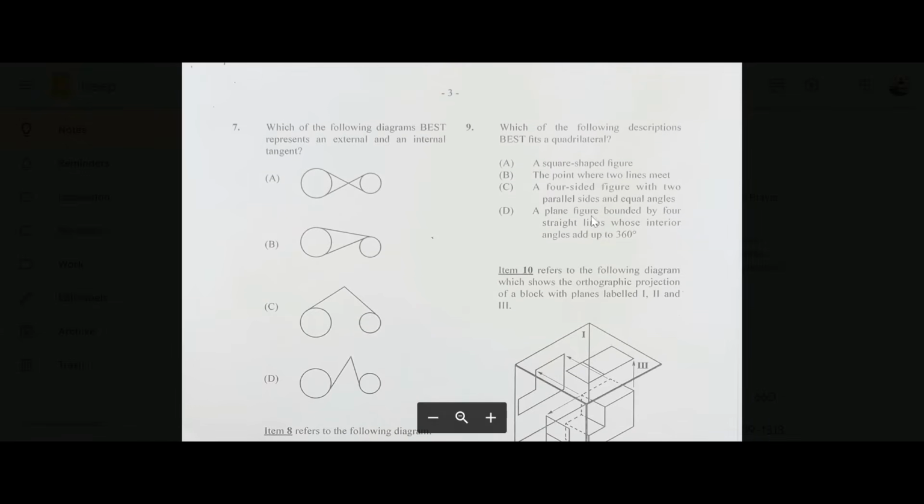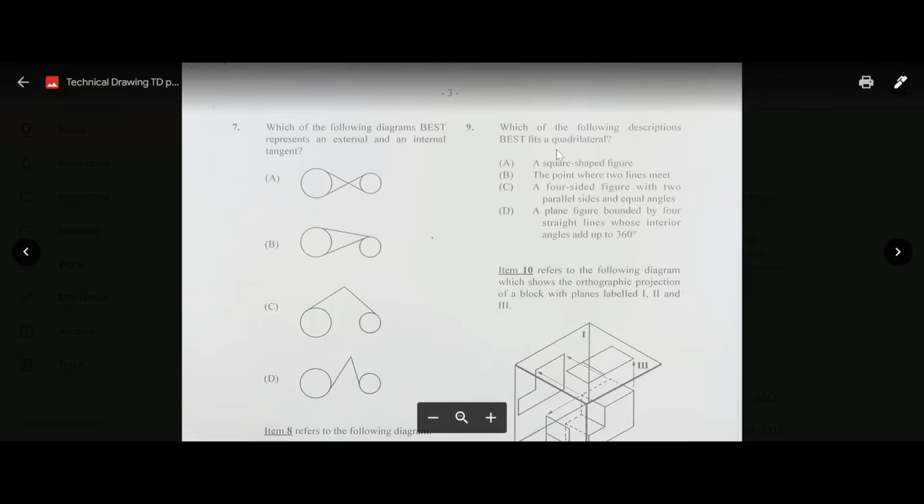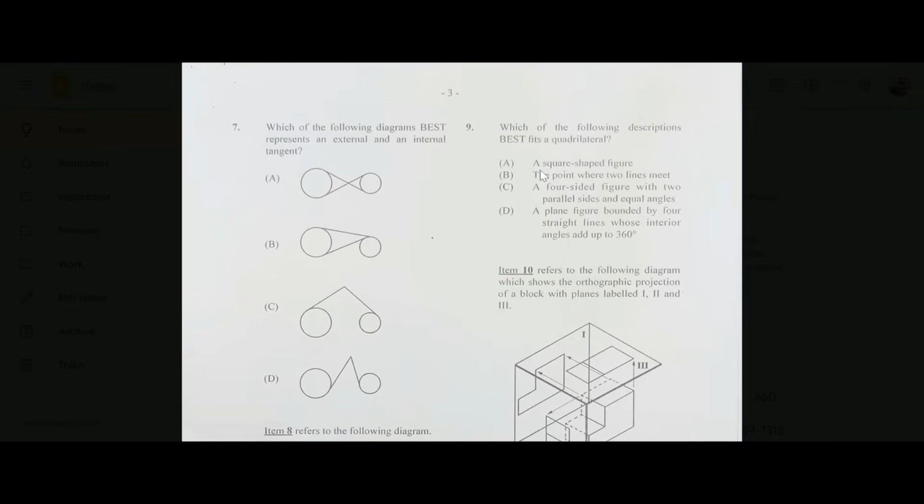Number 9, which of the following descriptions best fits a quadrilateral? A square-shaped figure, the point where two lines meet, a four-sided figure with two parallel sides and equal sides, a plane figure bounded by four straight lines whose interior angles add up to 360 degrees. The answer is D, number 9, D.